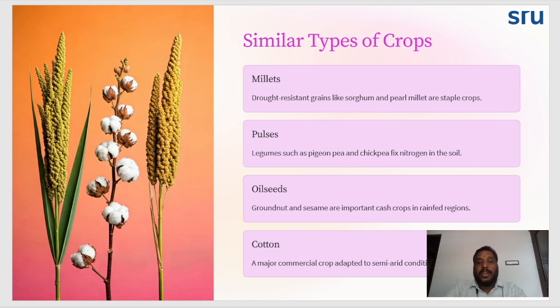The next is cotton. This place where we are currently residing is famous for BT cotton. When there is less rainfall or mild drought conditions, people sow cotton. A major commercial crop adapted to semi-arid conditions, we can say, is cotton. That's how only a very few crops are grown in this rain-fed agriculture, and we cannot expect the maximum yield from there. That's how similar types of crops are grown in these rain-fed conditions.